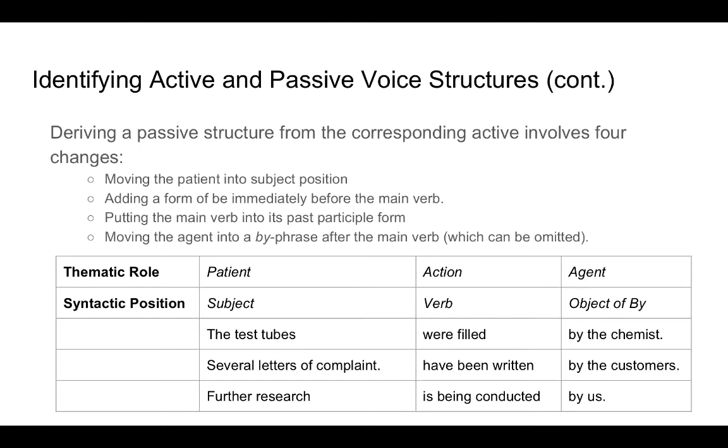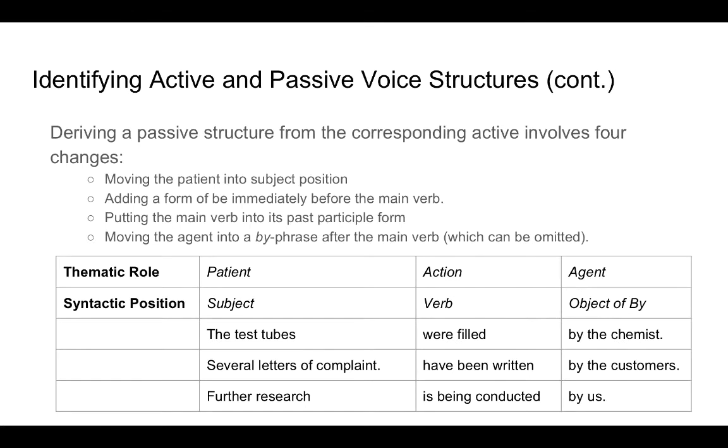So let's look at the example. The test tubes is the patient because it's being affected by the action. The action stayed the same, but notice how we changed it into a past participle form, were filled. Then we added a by phrase after that, whoever was the agent, in this case the chemist. The test tubes, the patient, were filled, the action, by the chemist. And you can just as easily omit the by phrase, and that's called an agentless passive, meaning we don't know who filled the test tubes, and maybe it's not important. The test tubes were filled would work just as fine.